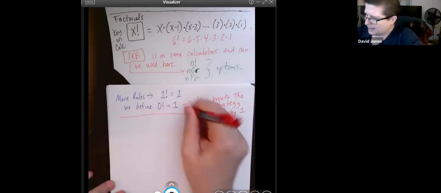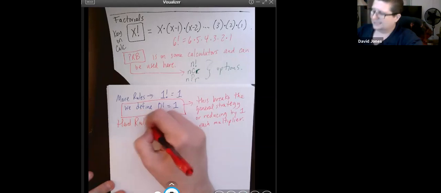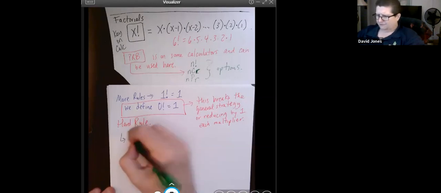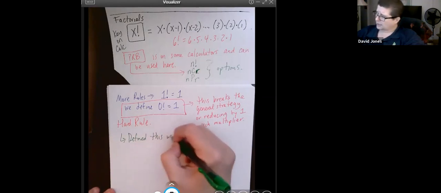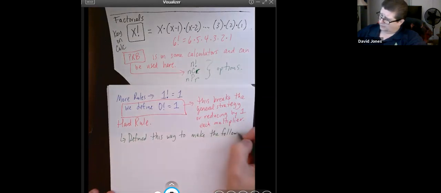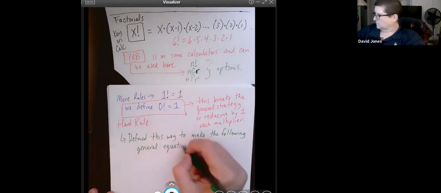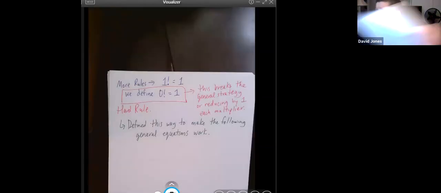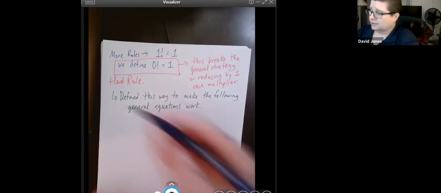You just have to accept that. This is a hard rule. It has to work, and the reason why we define it that way is it's defined this way to make the following equations work. Before I list the following equations, I need to go over 2 ideas: permutations and combinations.